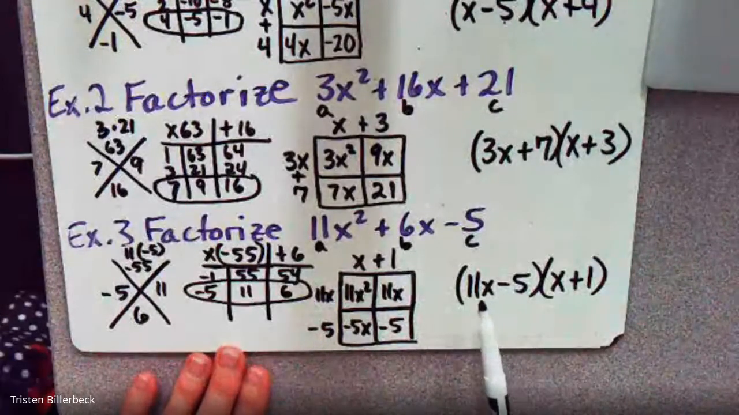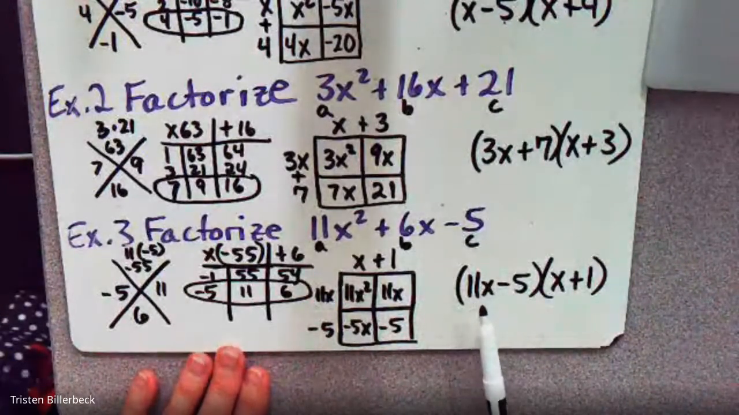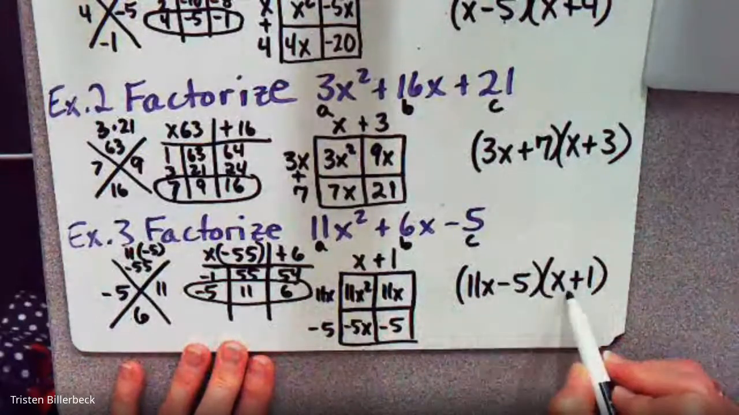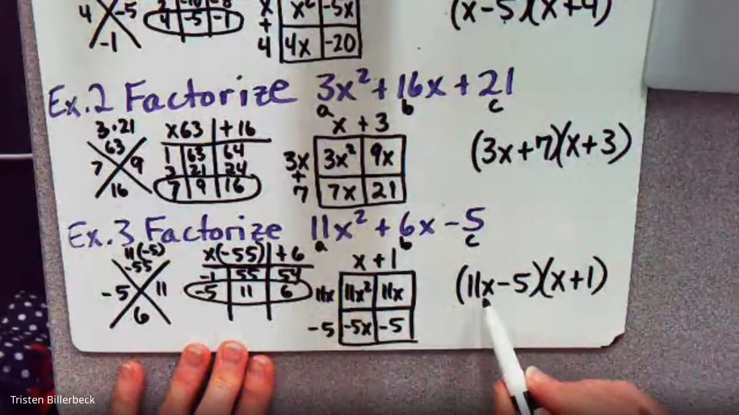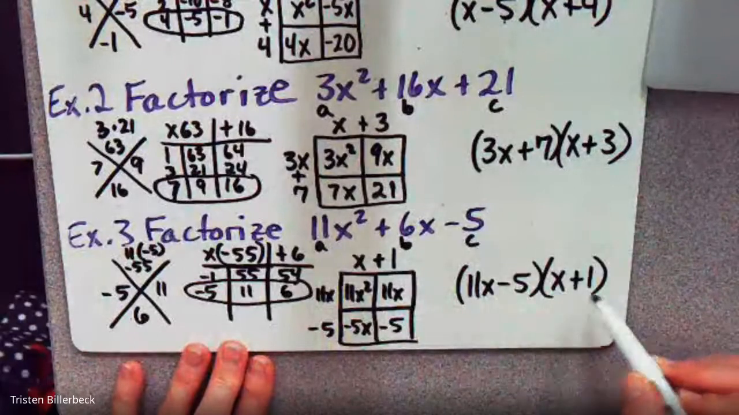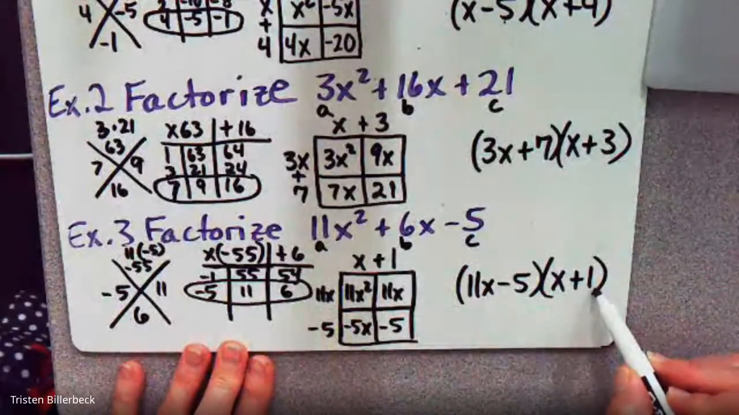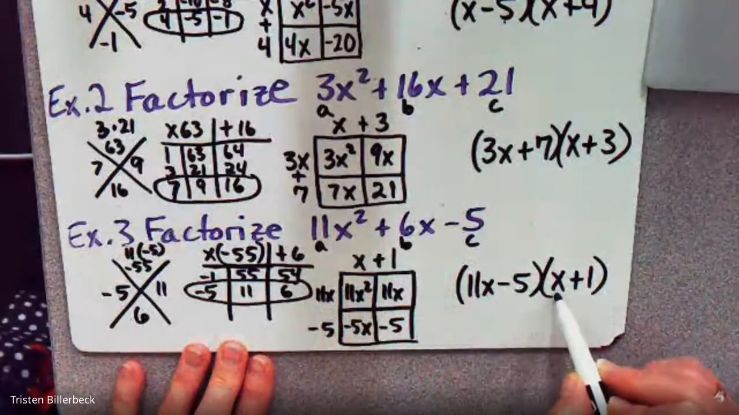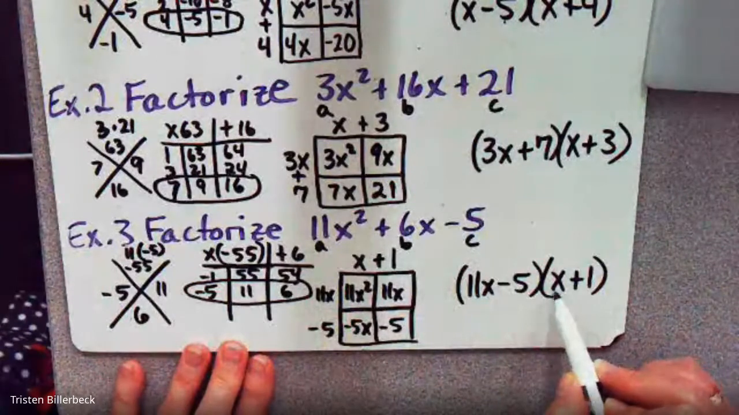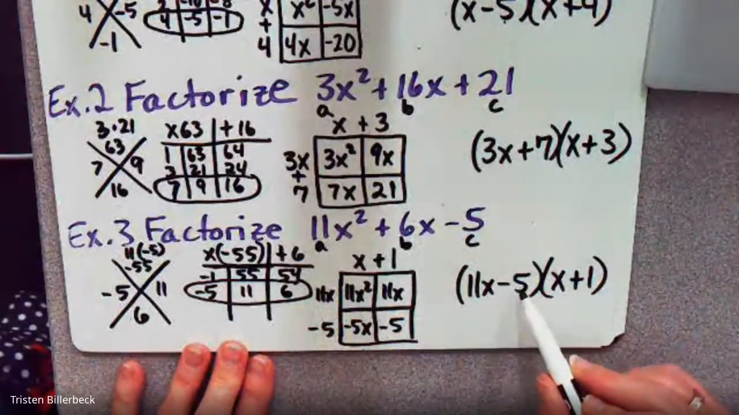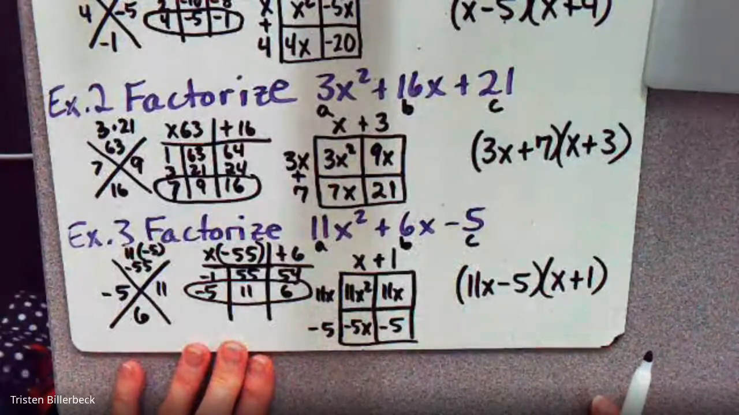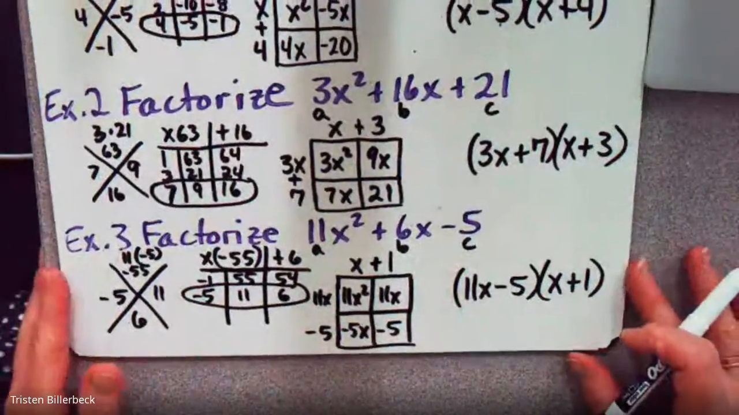And again, we can check quickly using FOIL. So FOIL is first, so 11x squared, boom, got it. Outer, 11x times 1 is just 11x. And then inner, -5 times x. So 11x minus 5x is 6x. And last, -5 times 1 is -5. So that checks. All right, so there we have it.